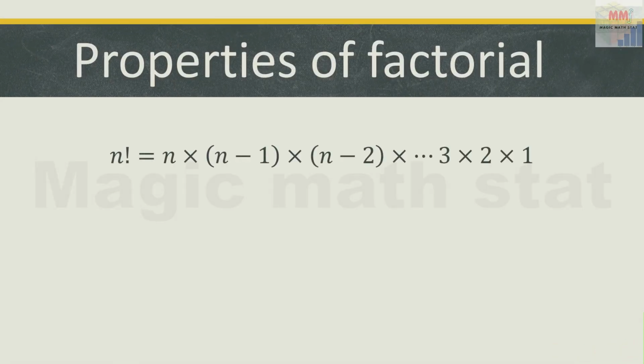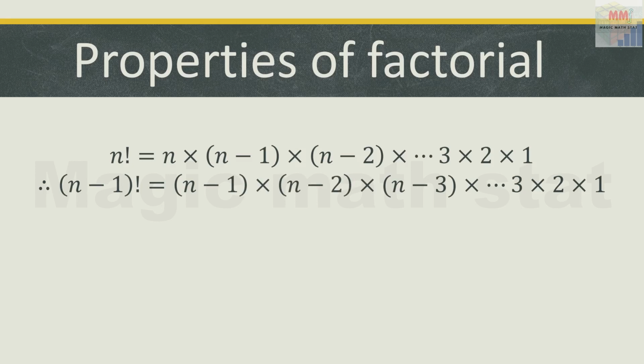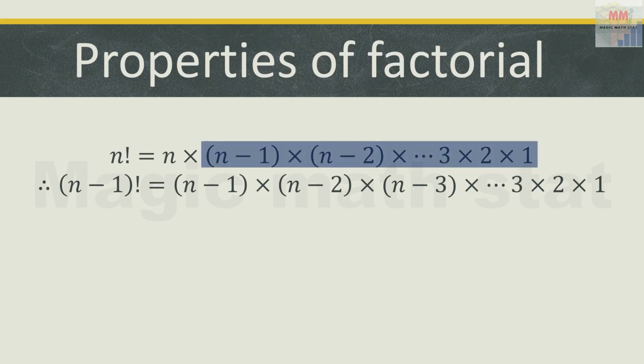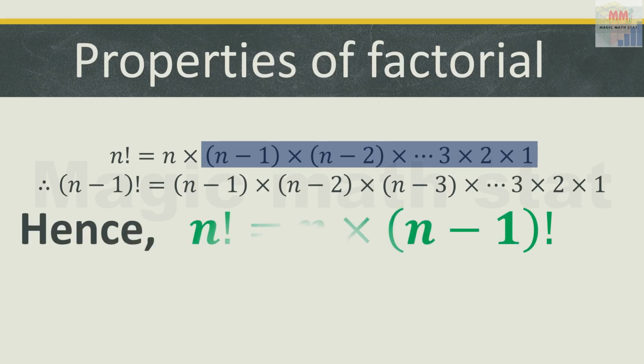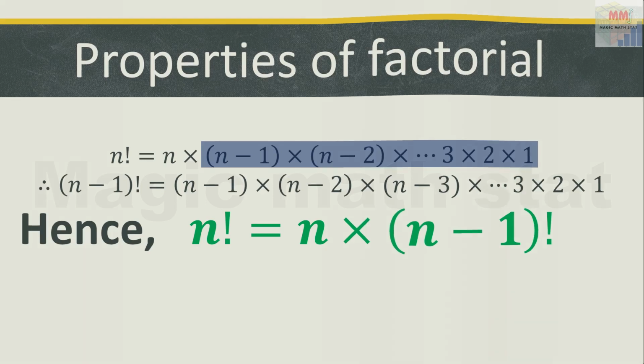We know that n factorial is the product of the first n natural numbers. So we can write (n minus 1) factorial equals the product of the first n minus 1 natural numbers. Now look at the blue rectangle in the first expression. That is exactly the product of the first n minus 1 natural numbers, that is (n minus 1) factorial, right? And hence we get n factorial equals n times (n minus 1) factorial.